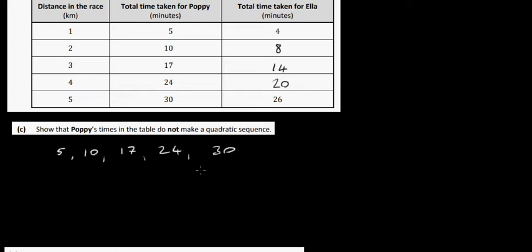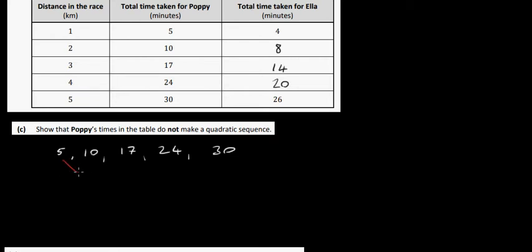Show the Poppy's times in the table do not make a quadratic sequence. So Poppy's times. Let's write those out. These are Poppy's times here. Total time taken for Poppy in minutes. So we have 5, 10, 17, 24, and 30. We've got to show that they do not make a quadratic sequence.